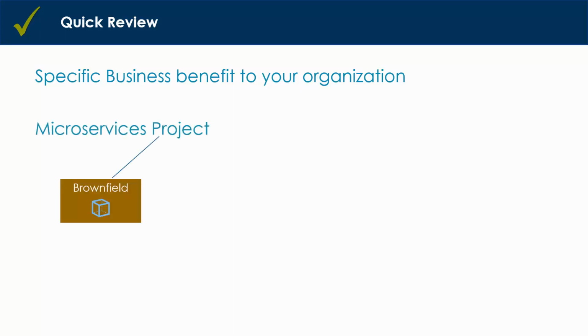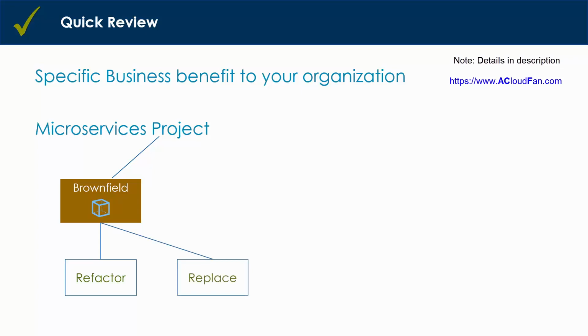In a brownfield microservices project, an existing monolith application needs to be converted to microservices. There are two options for these kinds of projects. First one is to refactor the existing monolith application to a microservices application. And the second one is to retire the brownfield application and create a microservices application from the ground up.